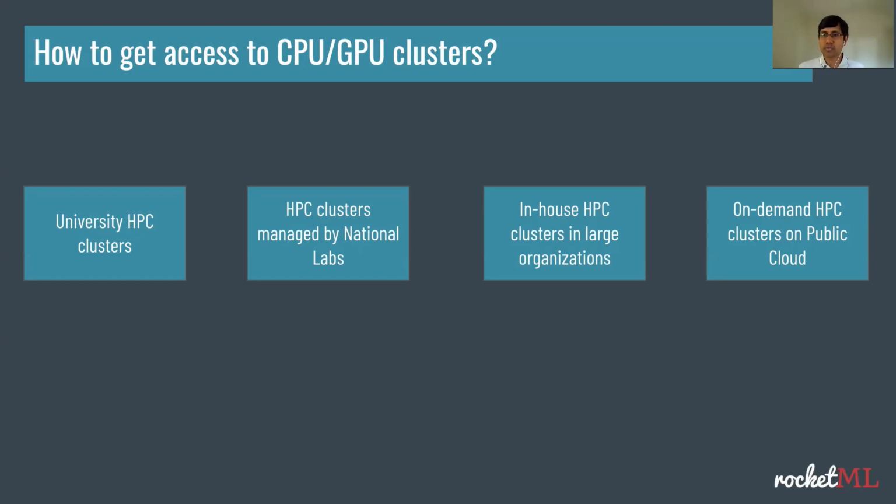The last option, which is basically more of a public option, is on-demand HPC clusters on cloud, right? So all these providers, AWS, Azure, Google Cloud, all those guys have some kind of HPC support, and you can get HPC cluster access through one of these cloud providers. And if you have any questions on these, how to get access to one, feel free to reach out to us at RocketML, and we can help you get access to one of these or set you up with an on-demand HPC cluster on a public cloud.